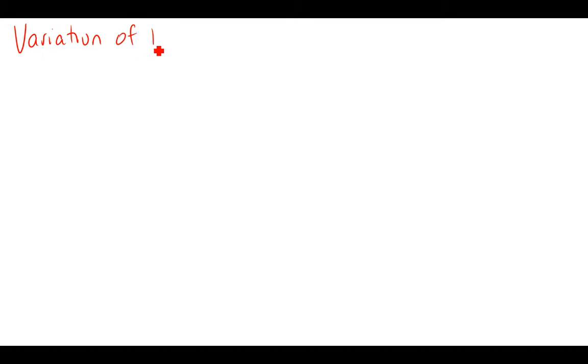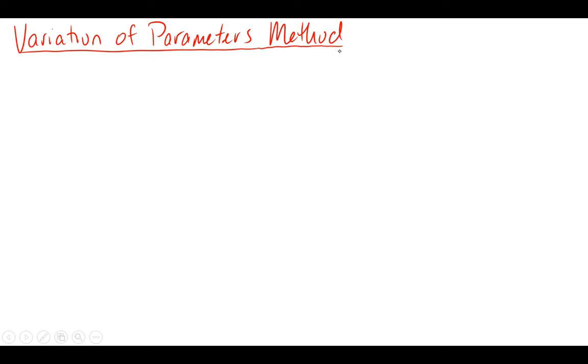variation of parameters. So this is method 2. I don't know where I am with numbering, but we have the method of undetermined coefficients and the variation of parameters method. So these are going to be the two ways that we can find a particular non-homogeneous solution. And this one's always going to work.